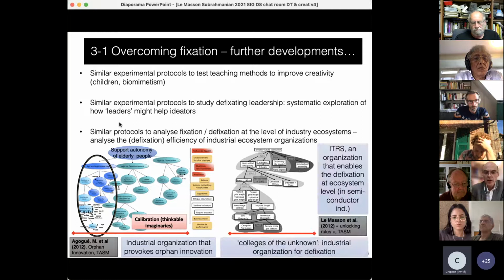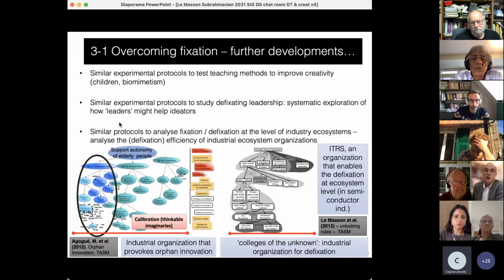On the contrary, we were able to see that with certain specific organizations, in the semiconductor industry, they were not fixed. And maybe it's due to CK theory, but with CK theory, we were not able to diagnose a fixation in some topics of the semiconductor industry. This is partially related to the existence of a strange organization, the ITRS, International Technology Roadmap for Semiconductors, a global organization that coordinates the effort of exploration between all the actors of the semiconductor industry. So we discover here a strange organization that finally supports defixation.